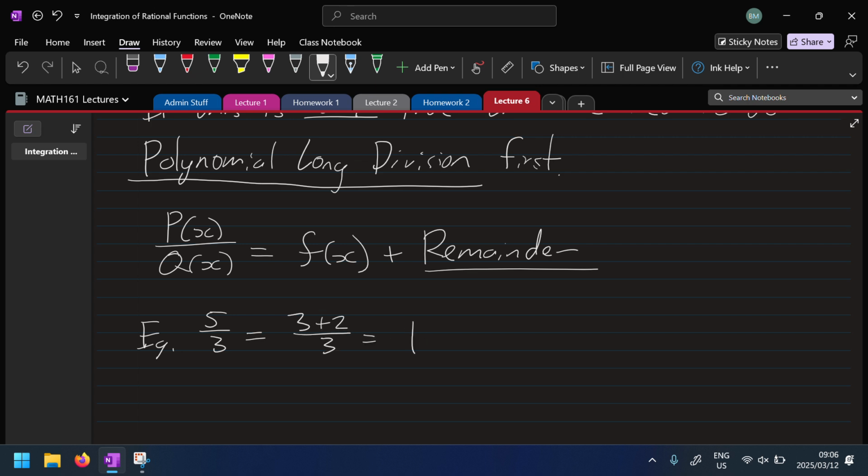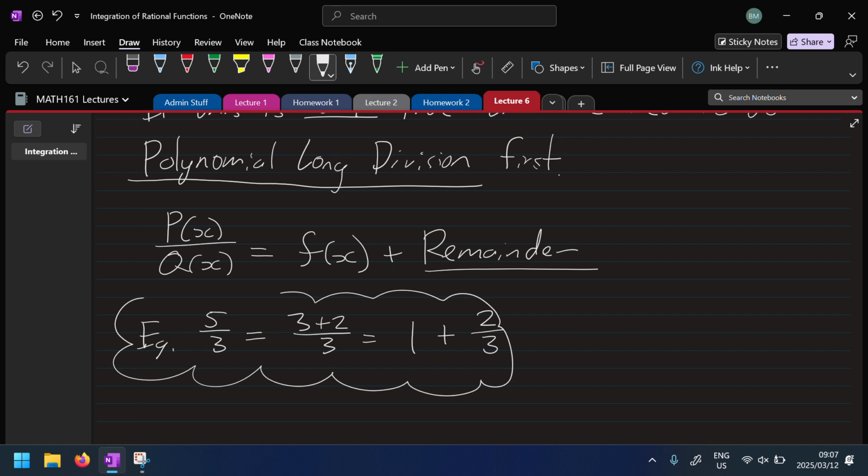So this will be 1. The 3 over 3, that'll just be a 1 plus 2/3. So we've got this whole number part, the 1, remainder 2. Okay, so if we have 5 divided by 3, the answer is 1, remainder 2. And then the remainder we can write as 2 over 3, because that's what we're dividing by. So this is the idea of what we want to do.